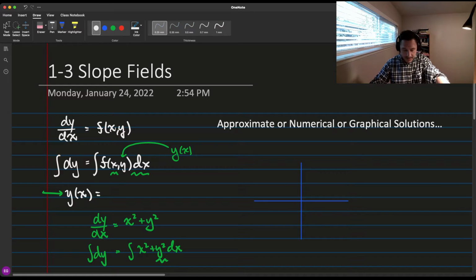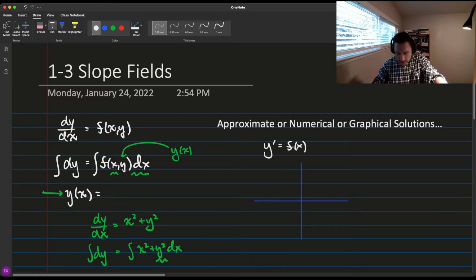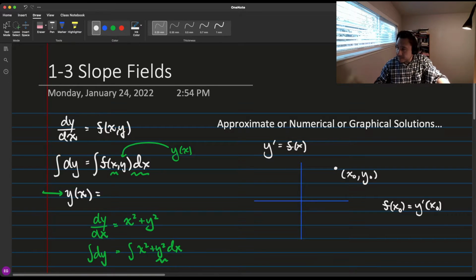So here's my graph. You know what y prime is. y prime equals f of x. So let's say you choose some point right here, some value x naught. So you have some point, x naught, y naught. So what are you going to do? Well, you're going to plug that x naught into f. So f of x naught is y prime at x naught. We're going to call that value m0. So at that point x naught, y naught, you can come up with some slope m naught.